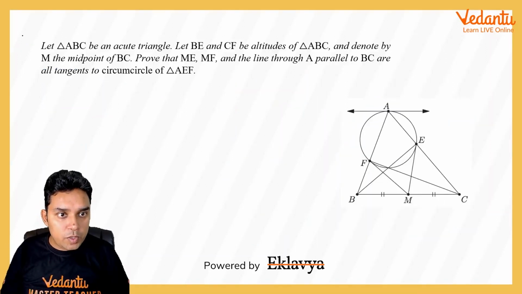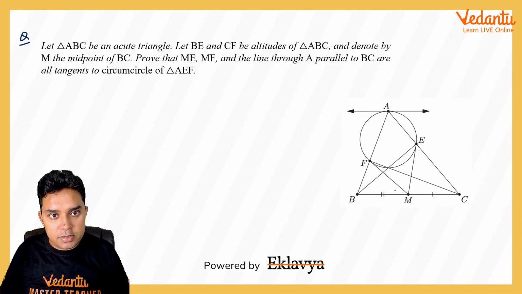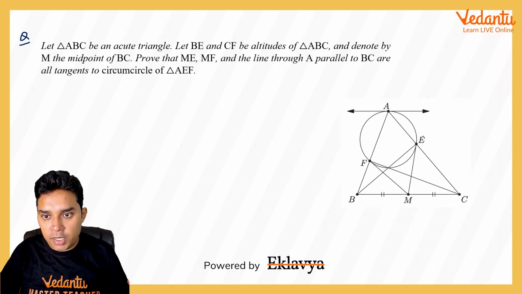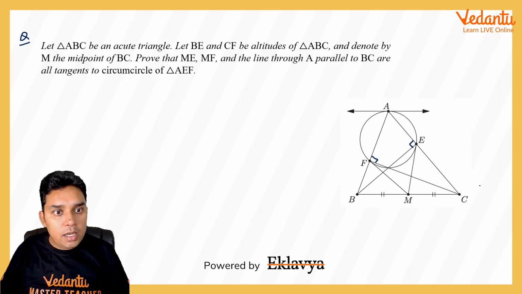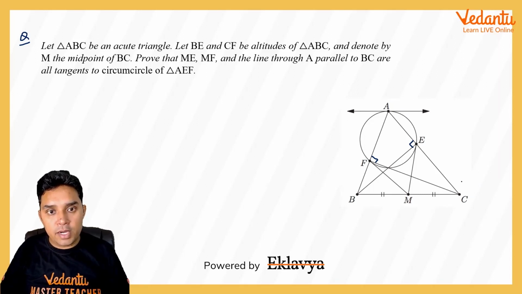Now coming to this question, which says let ABC be an acute triangle and BE, CF be the altitudes of triangle ABC. So this angle is 90 here and this angle is also 90 here. And denote by M the midpoint of BC. Prove that ME and MF and the line through A parallel to BC are all tangents to the circumcircle of triangle AEF. So let us do this question one by one.